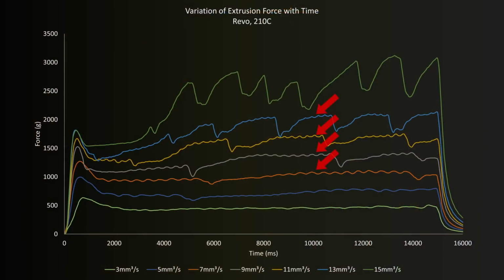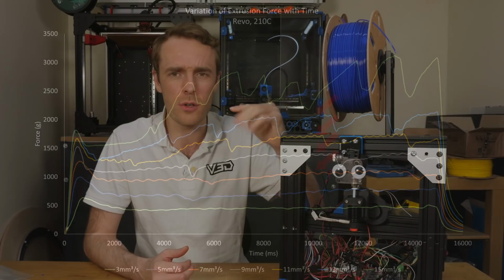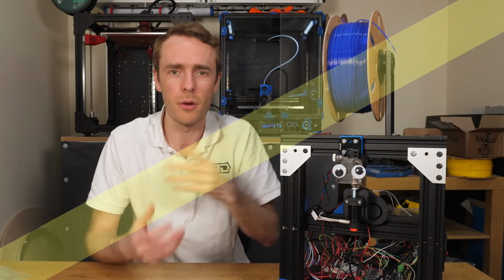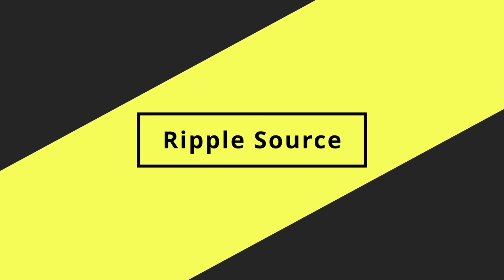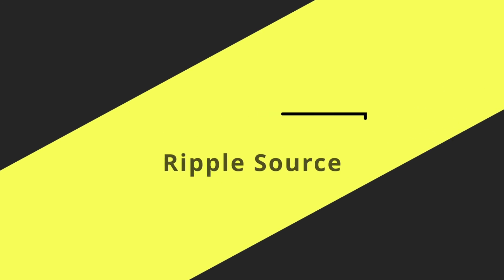So in the last episode when we were testing Revo, we saw a lot of ripples, and we saw it actually in the first episode as well. Although the overall force kind of looks constant, it's kind of going like this the whole time. Why is it doing that? So the ripples, where the hell are they coming from?